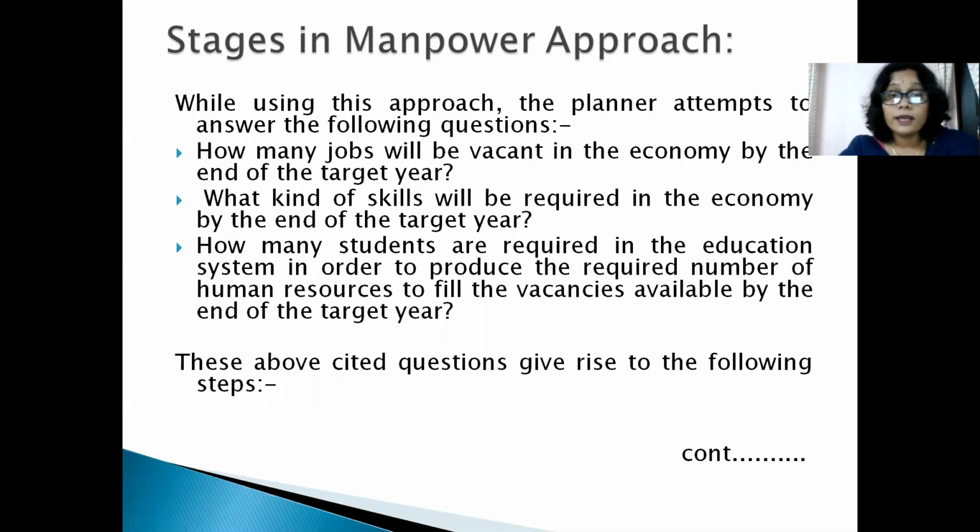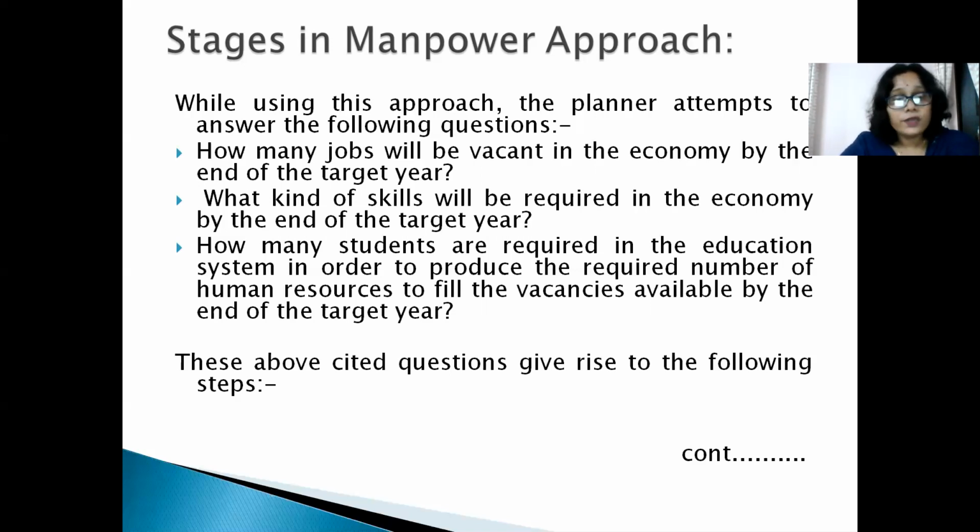Second question is, what kind of skills will be required in the economy by the end of the target year? That means today's skills, which we are thinking that we are very skilled in this area, in that area, but after 5 years or after 10 years, those skills may be irrelevant. So educational planners must think in advance. They have to think what kind of skills will be required in the economy by the end of the target year. That means in 2025 or maybe in 2030, what kind of skills will be helpful to develop the country's economy.